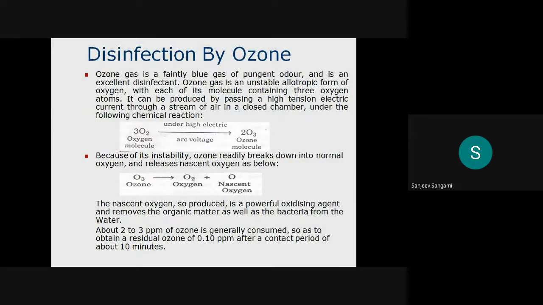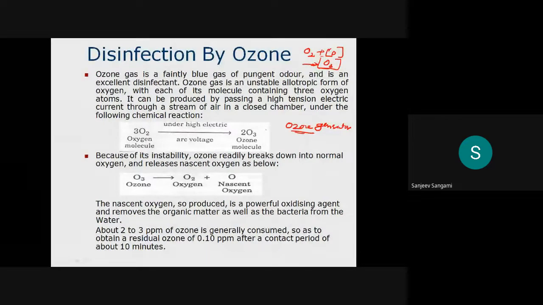Now, disinfection by ozone. As we already know, ozone is nothing but oxygen plus nascent oxygen, which gives O3. But it has to be created with an ozone generator. This is also a good disinfectant. Ozone gas is a faintly blue gas with a pungent odor and is an excellent disinfectant. Ozone gas is an unstable allotropic form of oxygen, a molecule containing three oxygen atoms.